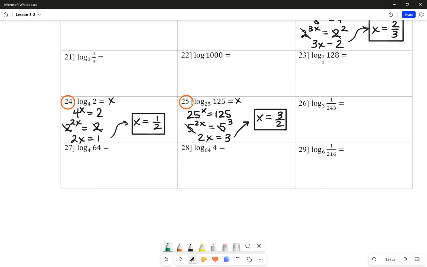So if you're good to go, in green, circled problems, work out these 4. So again, pause your video, go do these 4 problems, set them equal to x, rewrite them, and solve.